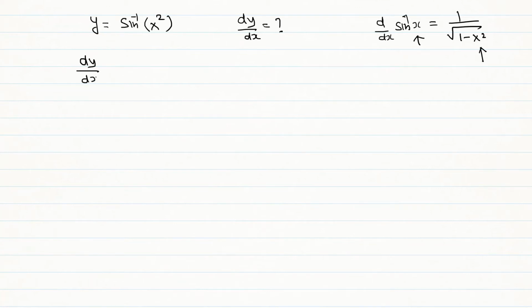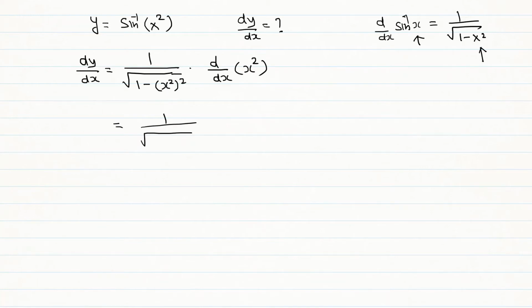So dy by dx should be equal to 1 upon under root of 1 minus x square whole square. Now we have solved the sine inverse part. So as per the chain rule, now I must find the derivative of x square. So I'm finding the derivative of x square. Solving it completely should be 1 upon under root of 1 minus x raised to the power 4, times 2x. So this is the answer, 2x upon under root of 1 minus x to the power 4.